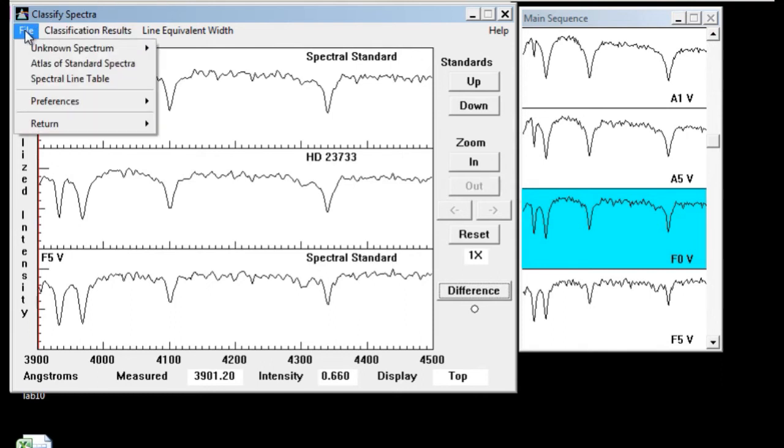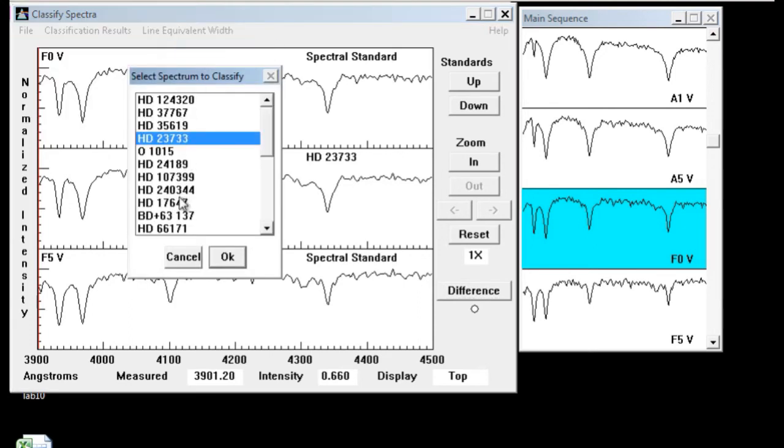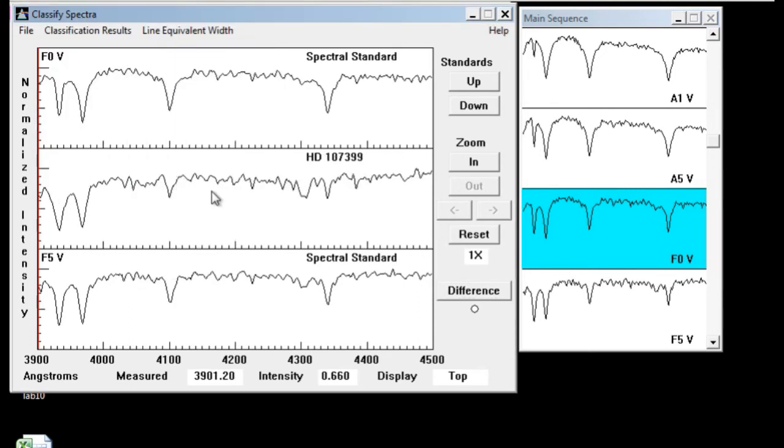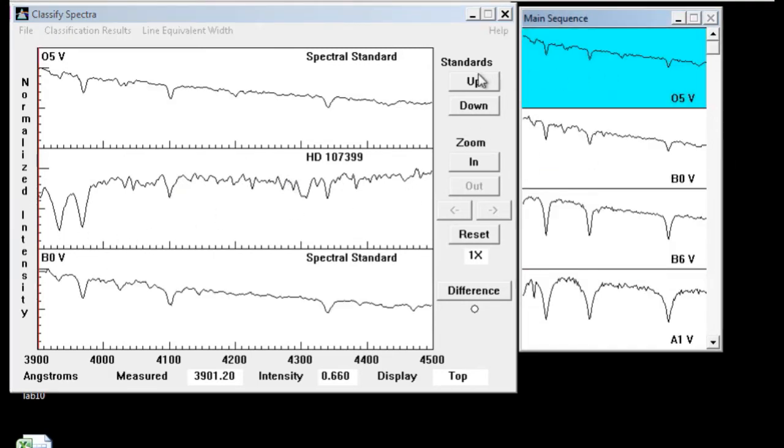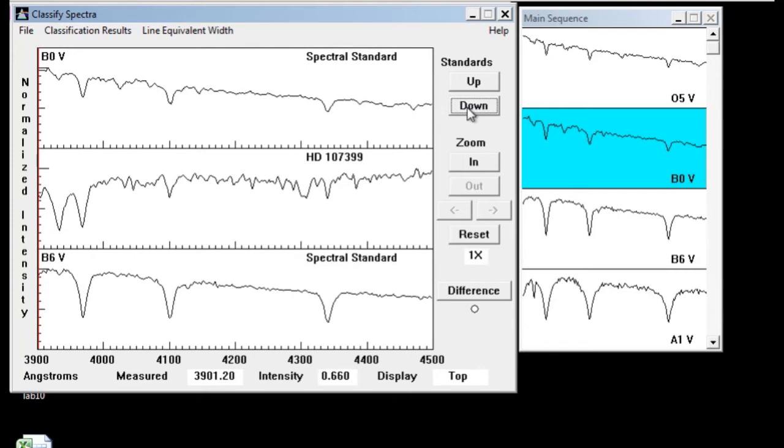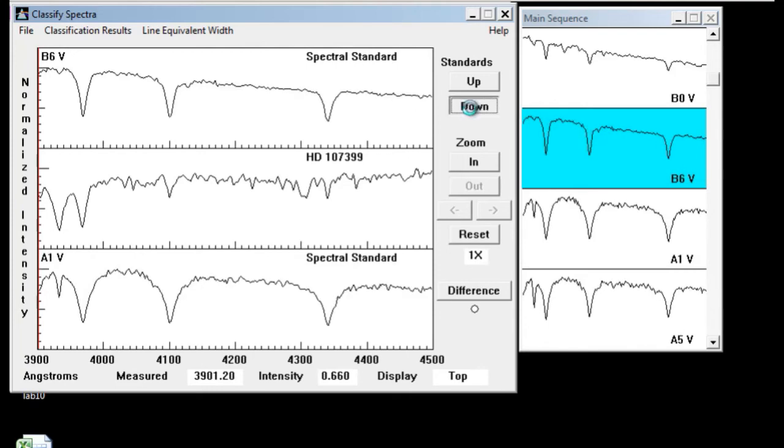All right, the next one on the list that we will do is HD 107399. HD 107399. That's the middle one here. Again, we will just go through the list top to bottom. You can watch it as many times as you want. I won't turn on the difference or give you the answer or the accepted answers for this one.